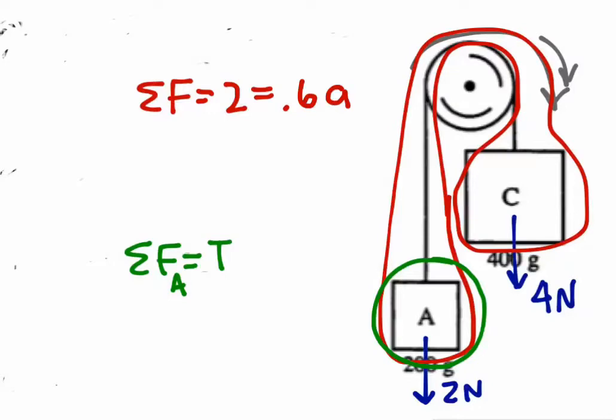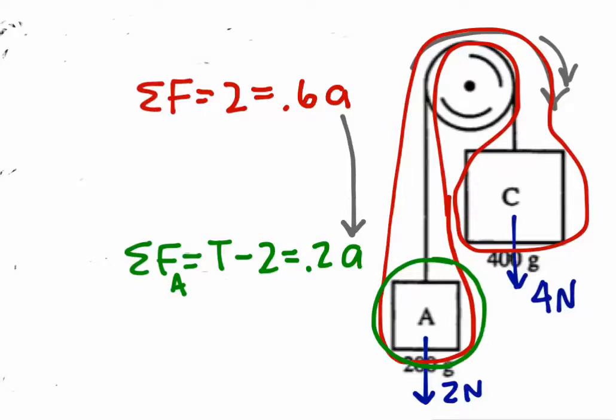Tension is pointing up. Weight, 2, pointing down. That's equal to the mass, but it's the mass of only block A, so that's 0.2 kilograms, times the acceleration. And conveniently, we have solved from above this acceleration, so we know this number, and you can see that this would be a method for finding a value for the tension. And that's the general approach for working with these, they call them two-body problems.